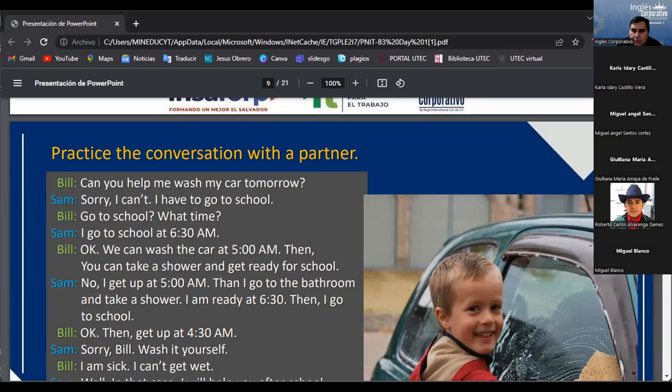Can you help me wash my car tomorrow? Sorry, I can't. I have to go to school. Go to school? What time? I go to school at 6:30 a.m. Okay. We can wash the car at 5 a.m. Then you can take a shower and get ready for school. No, I get up at 5 a.m. Then I go to the bathroom and take a shower. I am ready at 6:30. Then I go to school. Okay, then get up at 4:30 a.m.